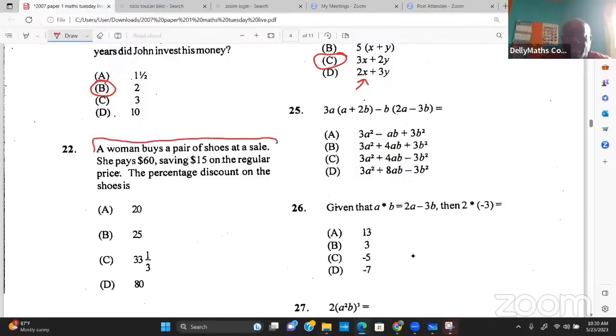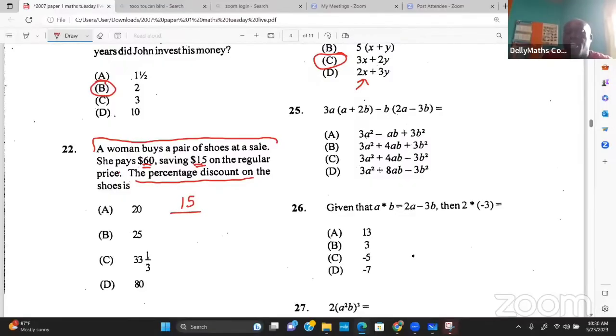She buys shoes on sale. She pays this, but when she pays that, she saved $15 on the regular price. So the percentage discount is what you want to find. This is the discount that she got.